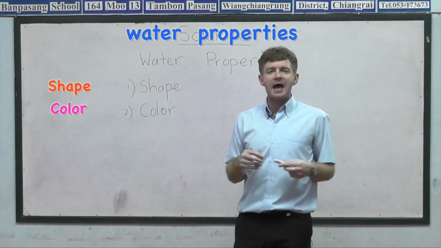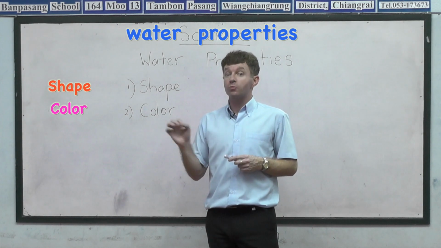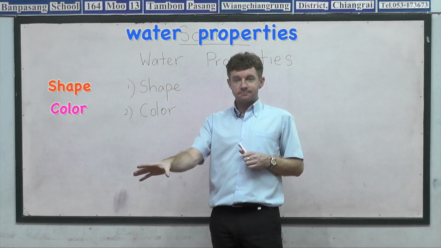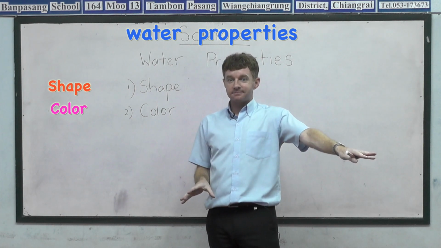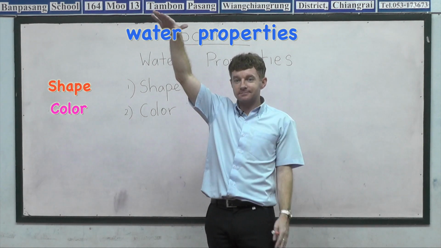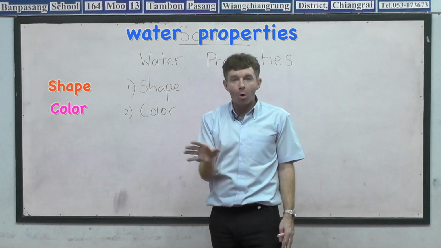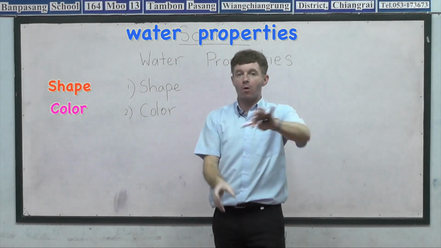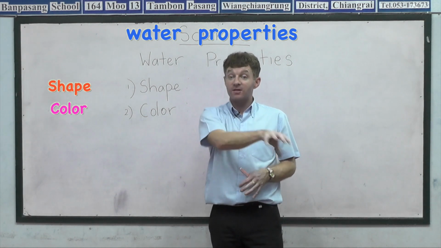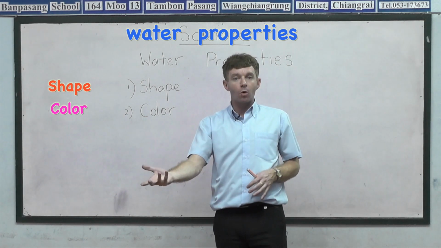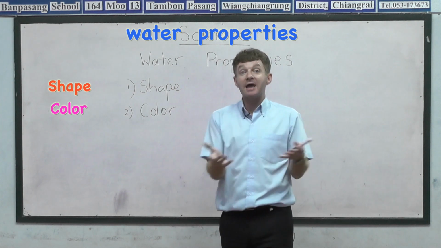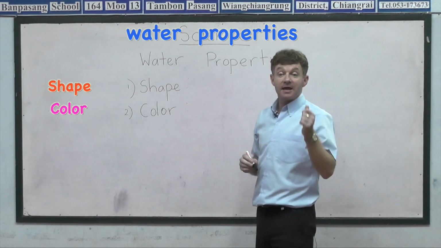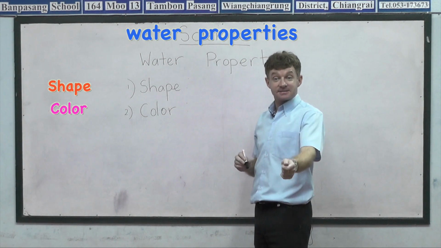So, who can remember? What did we decide about the shape of water? It can be square. It can be circle. It can be tall. It can be short. Water can be anything. Remember when we were pouring the water into the different containers, the shape of the water would change with every container. So we decided that water was shapeless. Okay?